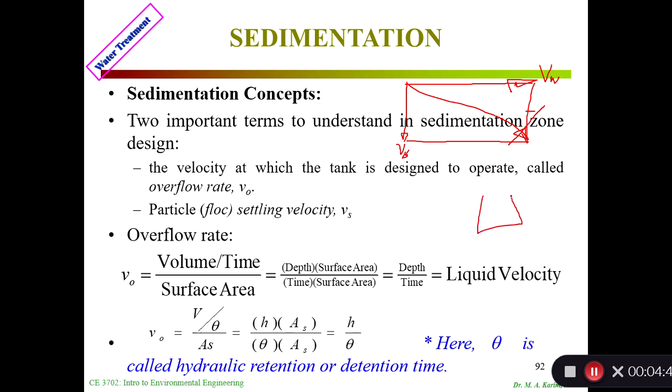Surface area is nothing but, if I have a tank here like this one and I cut it here, then if I look at it, it might look like that. So the depth times surface area, divided by time times surface area, gives depth over time, because of the liquid velocity. So the liquid velocity is the overflow rate, the rate at which it's coming out. Ultimately it can be converted into liquid velocity, meaning h over theta, where theta is called the hydraulic retention time. Before that we said t, but in certain cases you can use t also here, and h is the depth of the water, right?